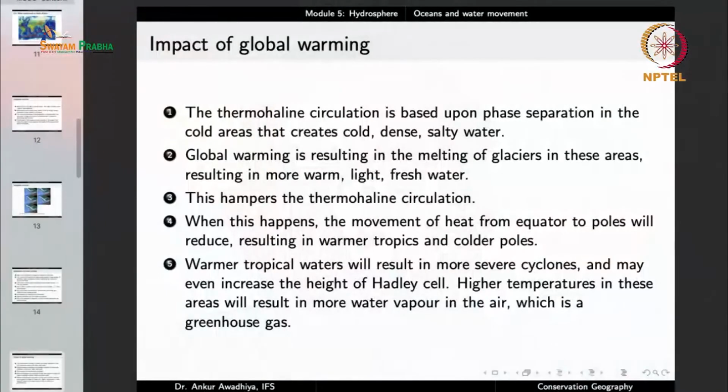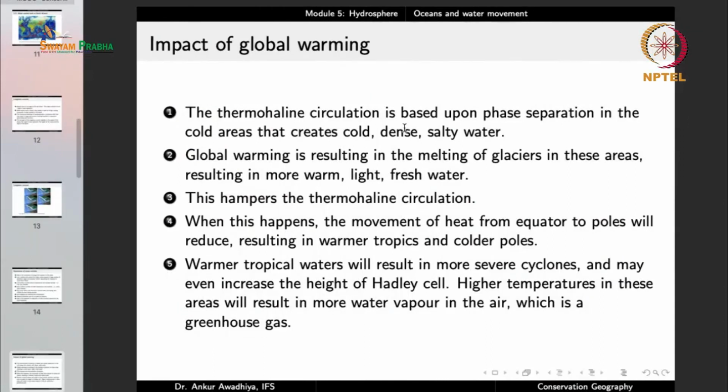Now, if the thermohaline circulation stops, what will happen? We will have the equatorial areas getting warmer and the polar areas getting cooler, which will thankfully again start this thermohaline circulation because the polar areas will become colder. But then this will have a severe ecological and economic impact if the thermohaline circulation weakens for even a bit, because it will lead to large changes in the habitats.